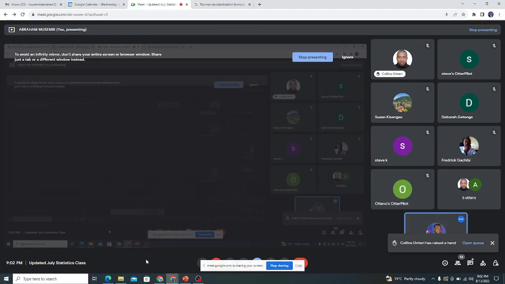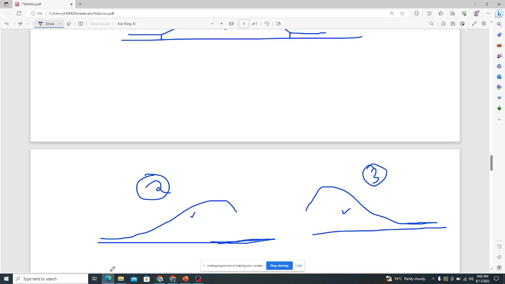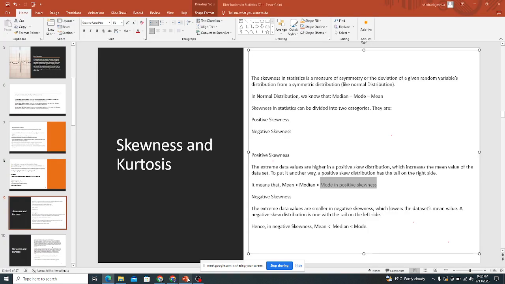Yes, Collins. I think it's illustration number two. Number two. Why? Because when you look at the drawing, let me say it's getting fatter to the right. But that's not the case, because remember we said something here. For a positive skewness distribution, the tail is on the what? On the right side.